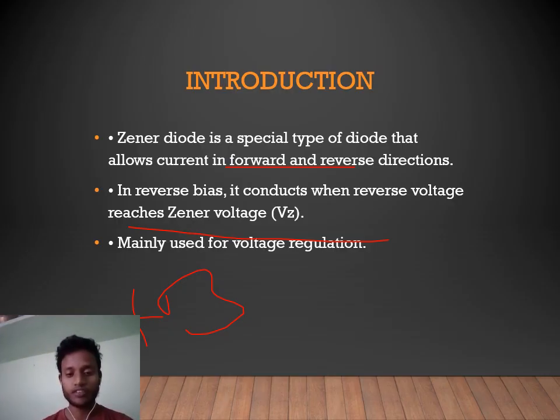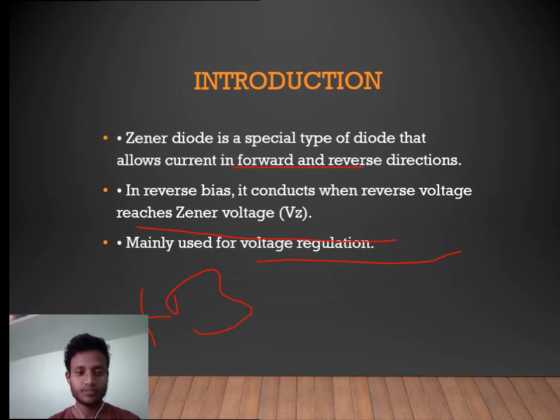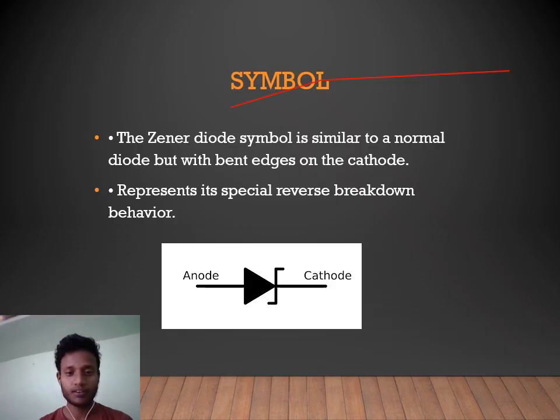What is meant by voltage regulation? If any input is given, it gives the same output. That means constant output. If there is an increase in current, it still gives constant output. Symbol. This is the symbol of the Zener diode. This one is the cathode and this one is the anode. This is the P-type material and this is the N-type material.